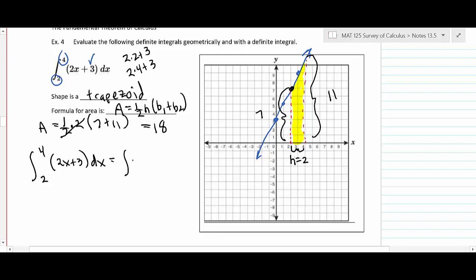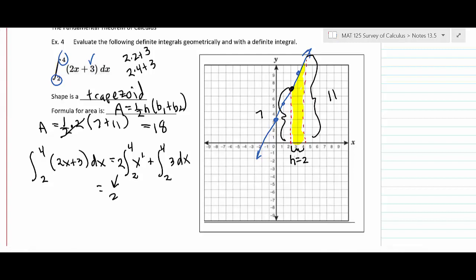Now you can break this up like this if you want to. You can say the integral of 2x from 2 to 4. You can do it in your head too. Plus the integral of 3 dx from 2 to 4. All you're really doing is the antiderivative of each part. Okay? So let's do this kind of carefully. The 2 is going to come down. How do you do the integral of x to the first?